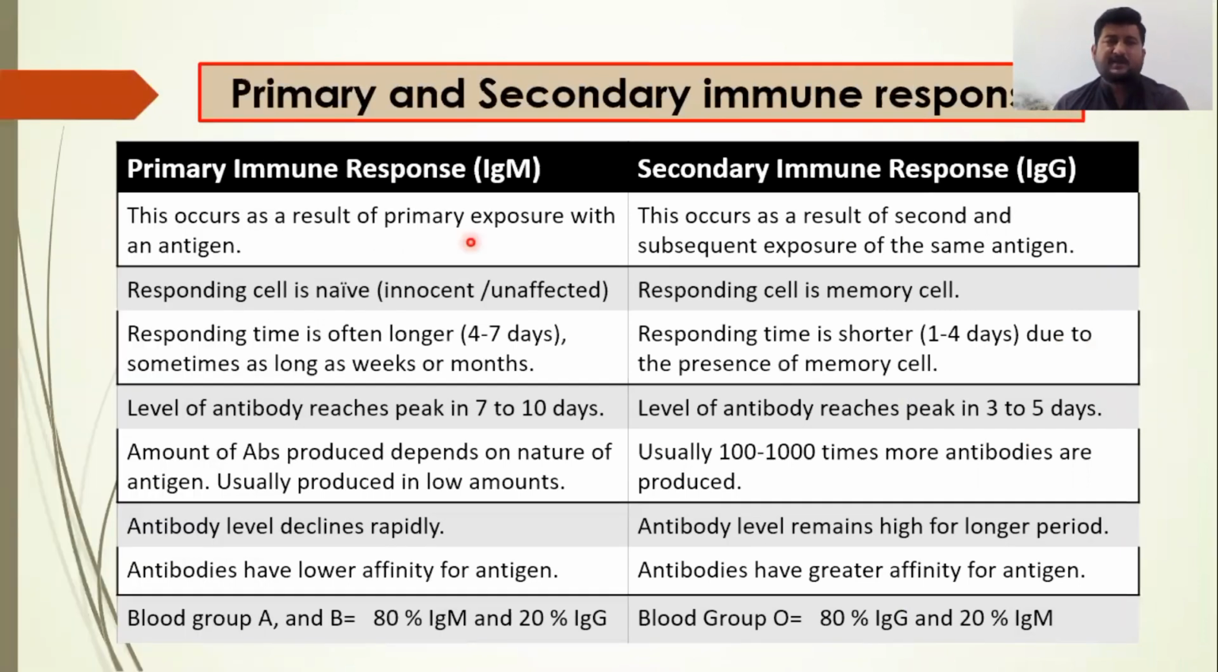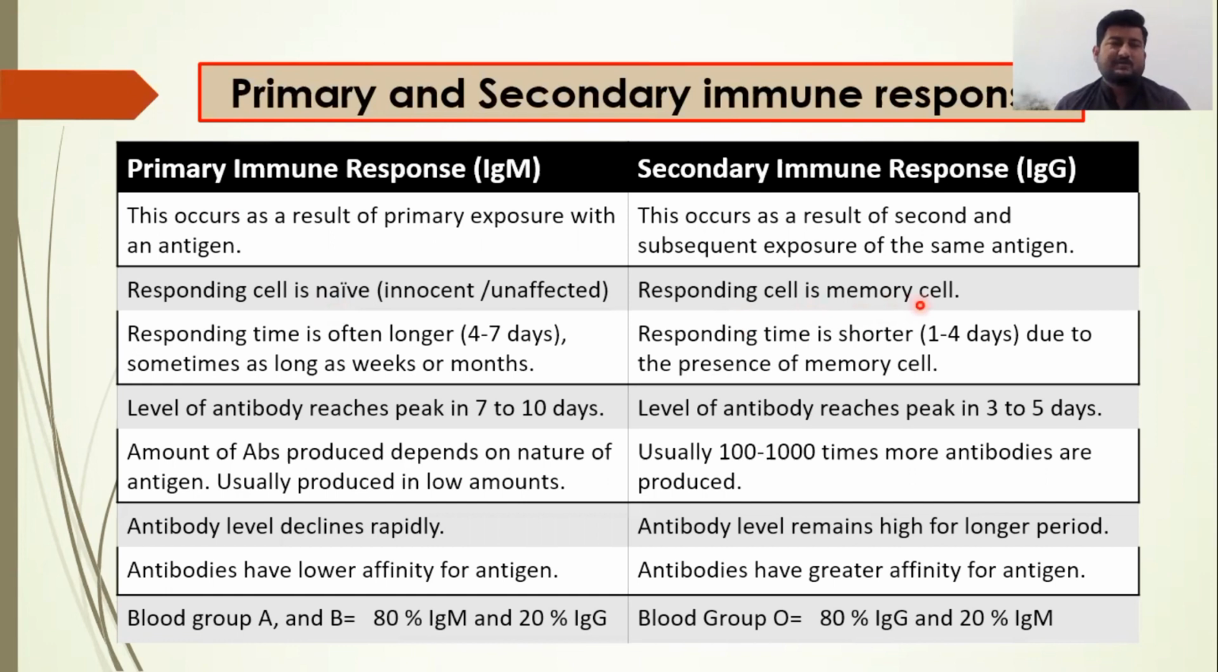The next one is what is the difference between primary and secondary immune response. Primary immune response in which the IgM antibodies are involved, in secondary immune response IgG antibody is involved. हमने इसमें से काफी सारे already discuss भी कर चुके हैं. This occur as a result of primary exposure with an antigen, IgM for primary response. In secondary response this occur as a result of second and subsequent exposure of the same antigen. Responding cell is naive. Naive mean innocent और unaffected, या बिल्कुल जो new cells होते हैं जिनका already कभी भी exposure नहीं होता, उनको हम बोलते हैं naive cell. Responding cell is memory cell.